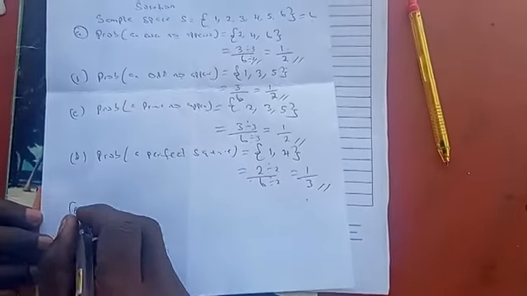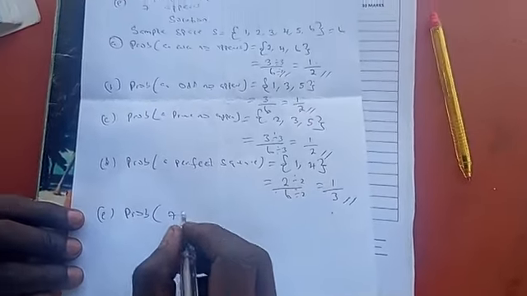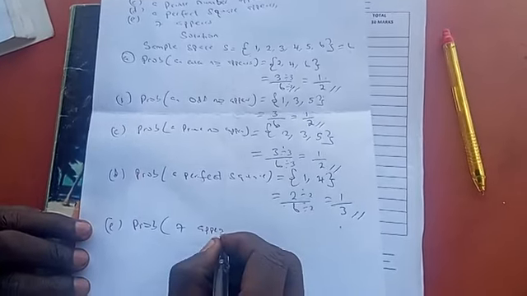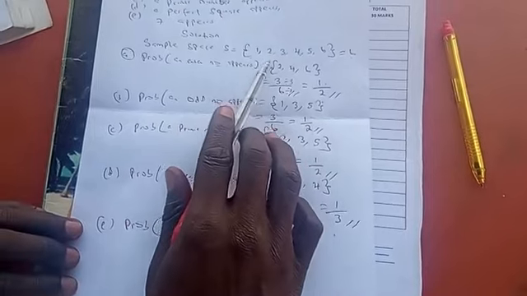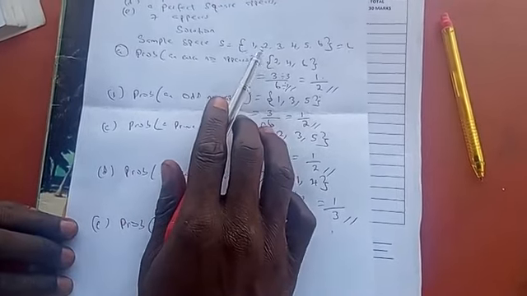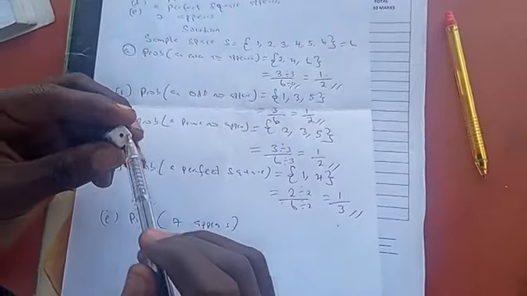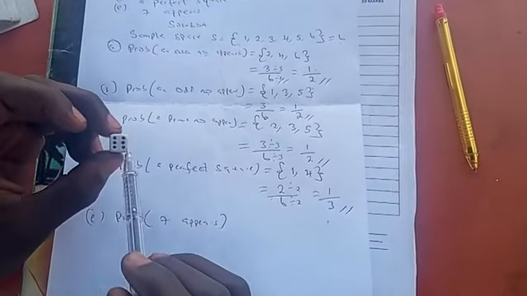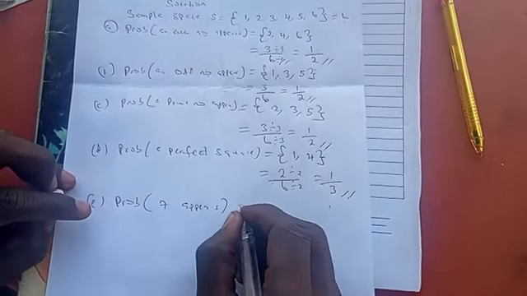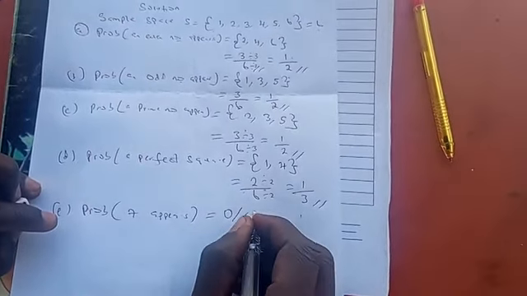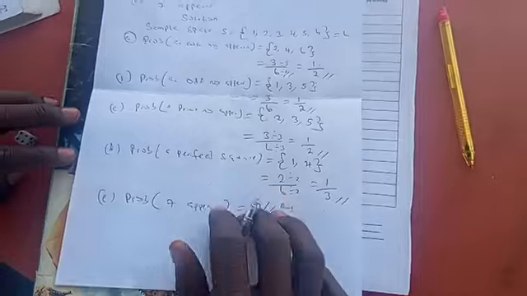The last one is the probability of getting 7. 7 appears. In the possible outcomes, in the sample space, we do not have 7. From the dice, we have a number from 1 to 6. Therefore, the probability that 7 appears is going to be 0. The answer is 0. The probability that 7 appears is 0.